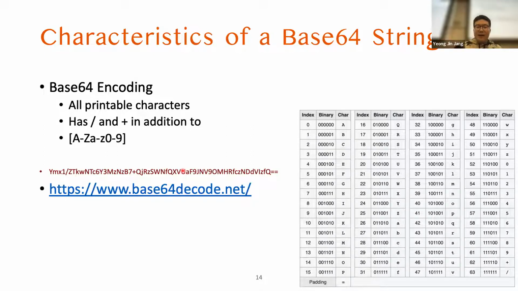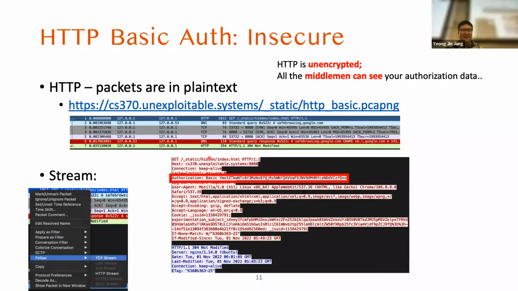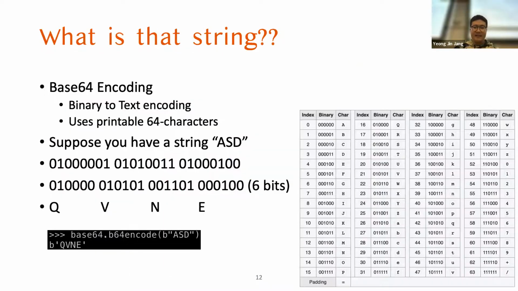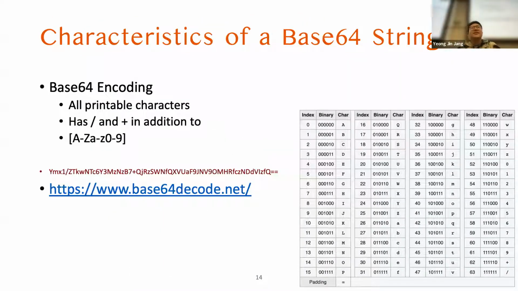And the reason why we learn about base 64 encoding is that this authentication string itself is base 64 encoded. And because there's no key, it's not an encryption at all, so we can freely encode and decode the string. If you visit this website, there's an online base 64 encoder and decoder, and you can also do that in Python or any other language.